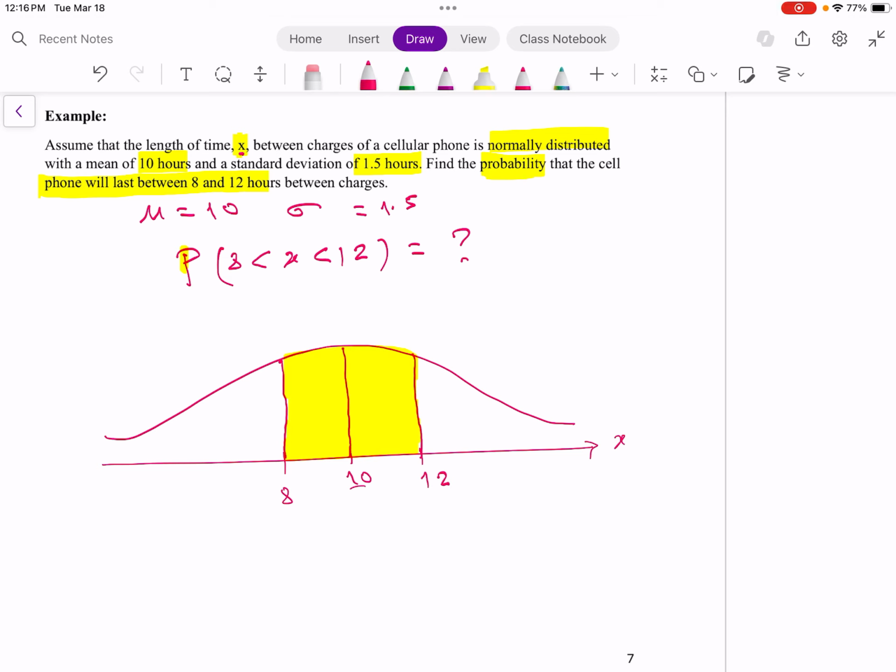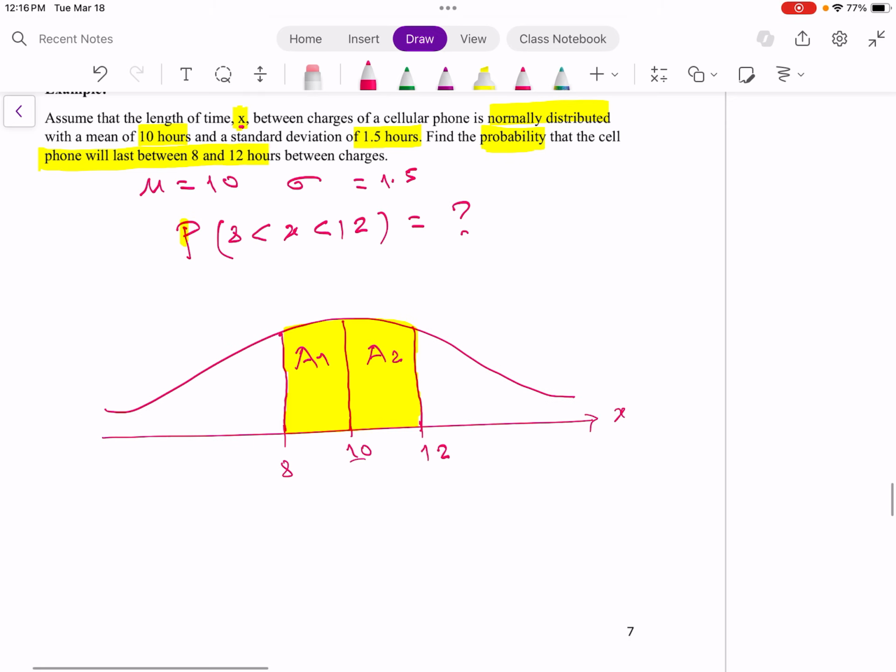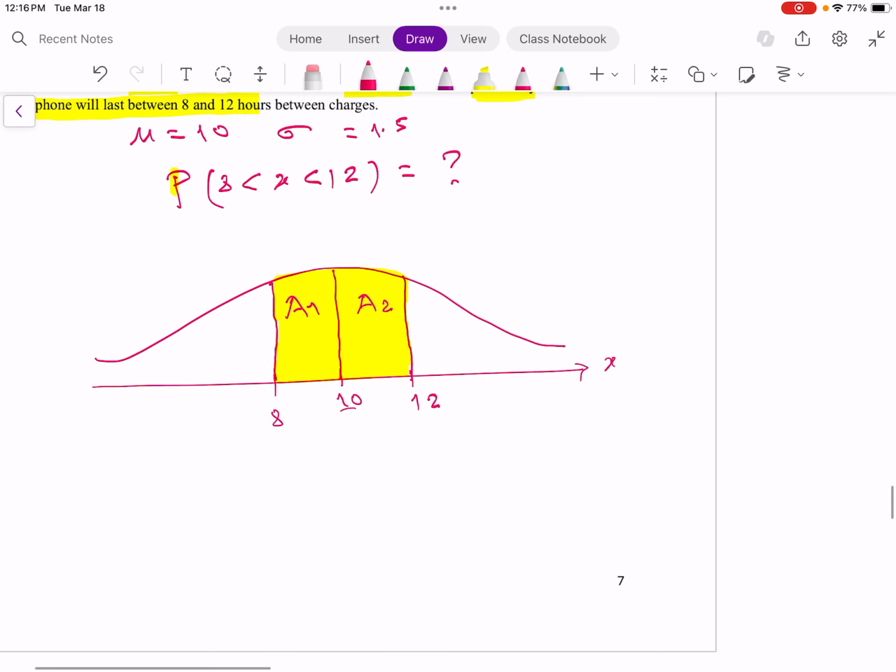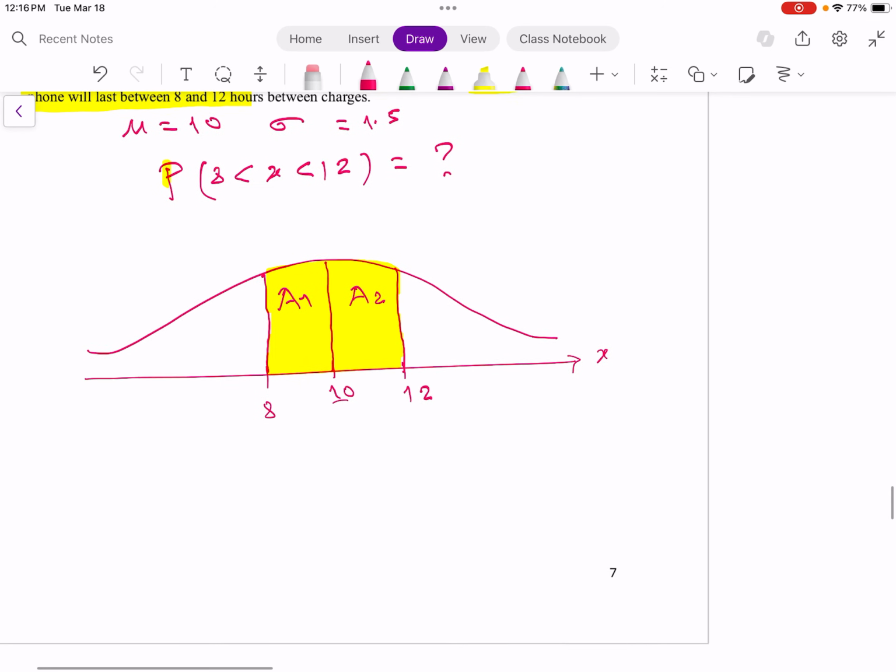Let me call the area on the right of 10 A1 and on the left A2. Now, can we use a normal table here? We can't use it. The normal table is only for the z variable. We have an x variable, but we know how to convert an x variable into z. So let's convert every x variable into z.